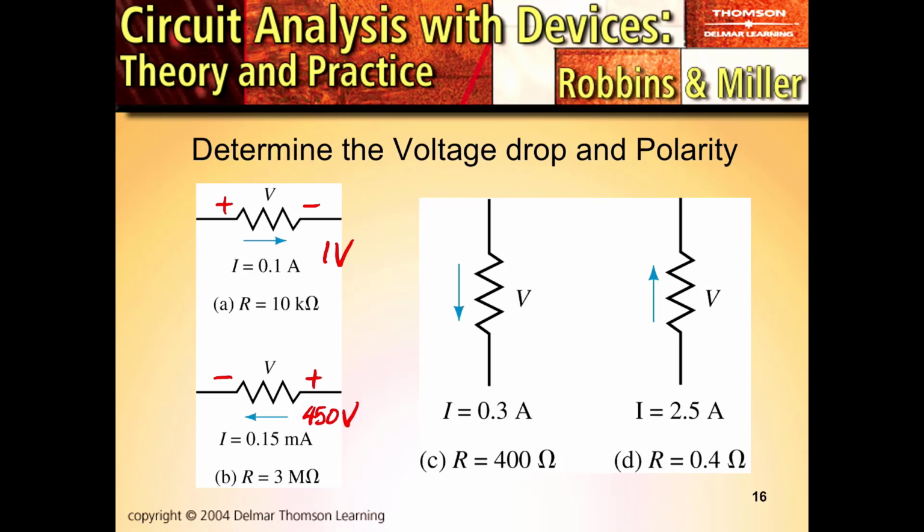Okay, let's look at these ones. Current enters the positive, exits the negative. You take 0.3 whole units of amps, multiply it by 400 whole units of ohms, and your answer is 120 whole units of volts. Okay, next one. Current enters the positive, exits the negative. Do your multiplication using whole units or engineering prefixes. In this case, it's 2.5 whole units of amps multiplied by 0.4 whole units of ohms to give you a result of 1 volt.